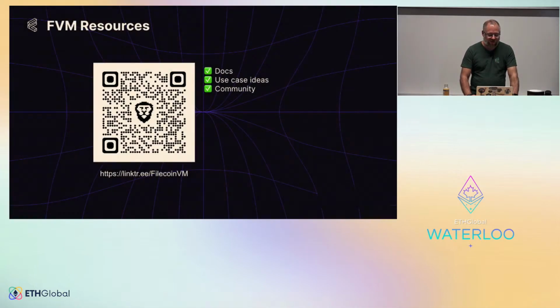And if you want to find out more, there's a QR code there. If you want to scan that QR code or go to that Linktree address at the bottom, that will take you to a list of resources, including, if you're doing a hackathon, a link to what we call a hackathon cheat sheet. That is a document we have on GitHub that gives you a full list of various different resources around FVM as well.